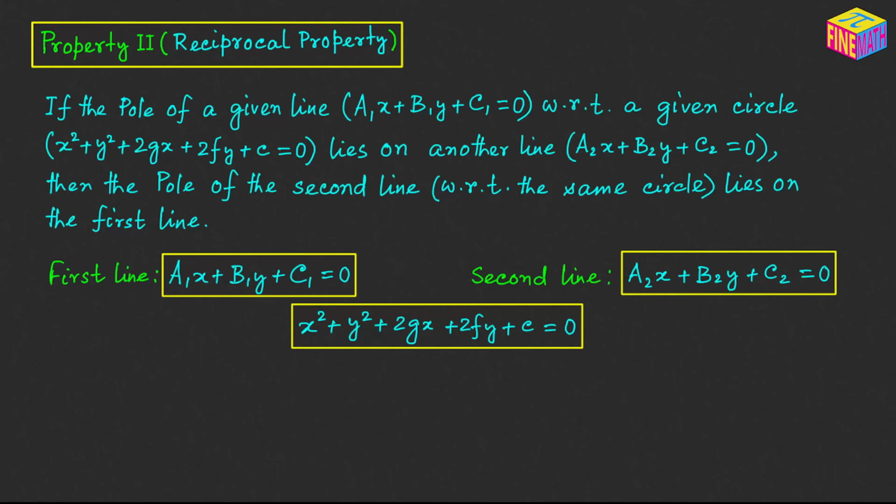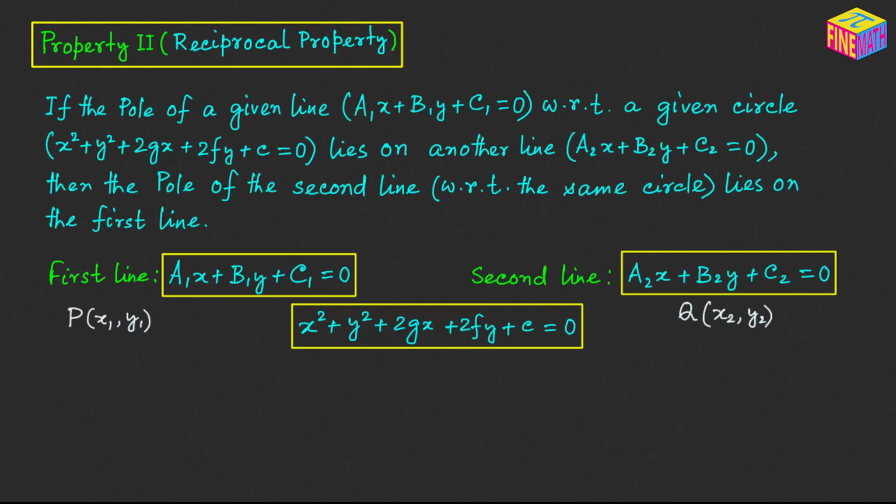We have to prove that if the pole of the first line lies on the second line, then the pole of the second line would also lie on the first line. Let's suppose the pole of the first line is the point P whose coordinates are x sub 1, y sub 1. We are just simply assuming. And also let's assume that the pole of the second line is the point Q whose coordinates are x sub 2, y sub 2.